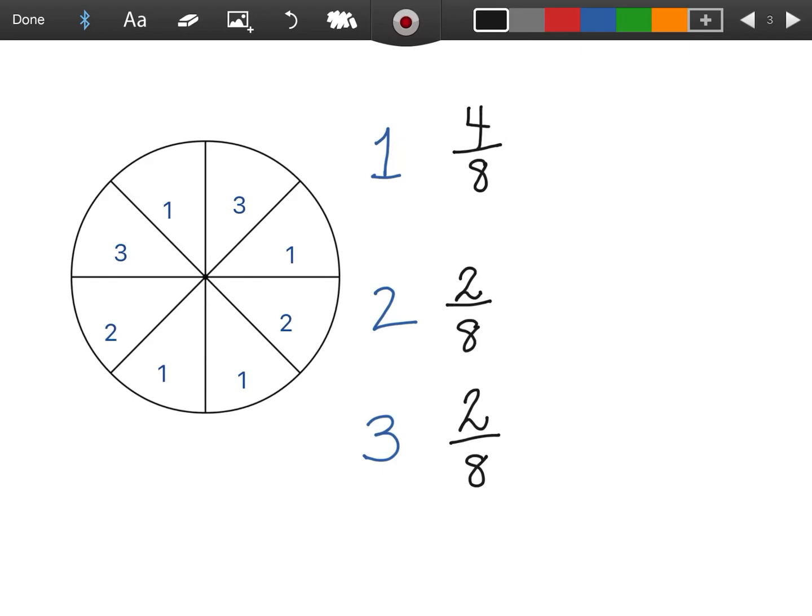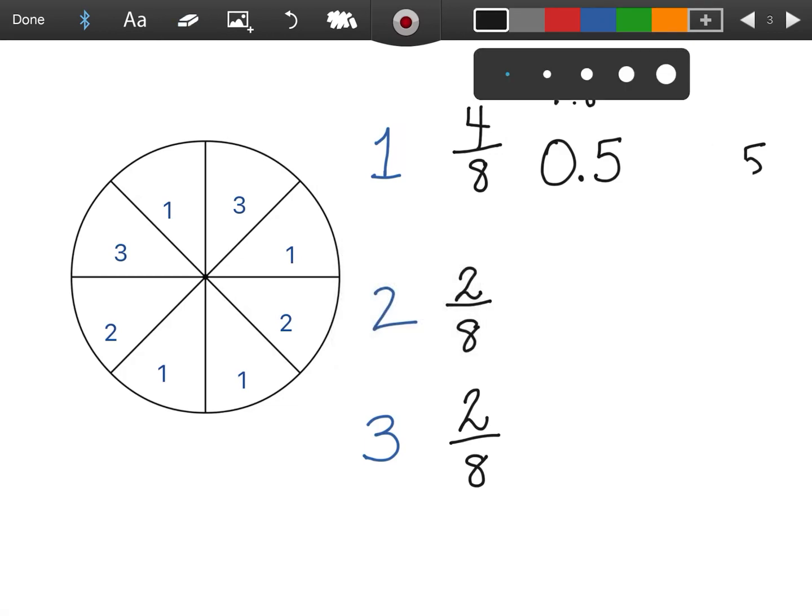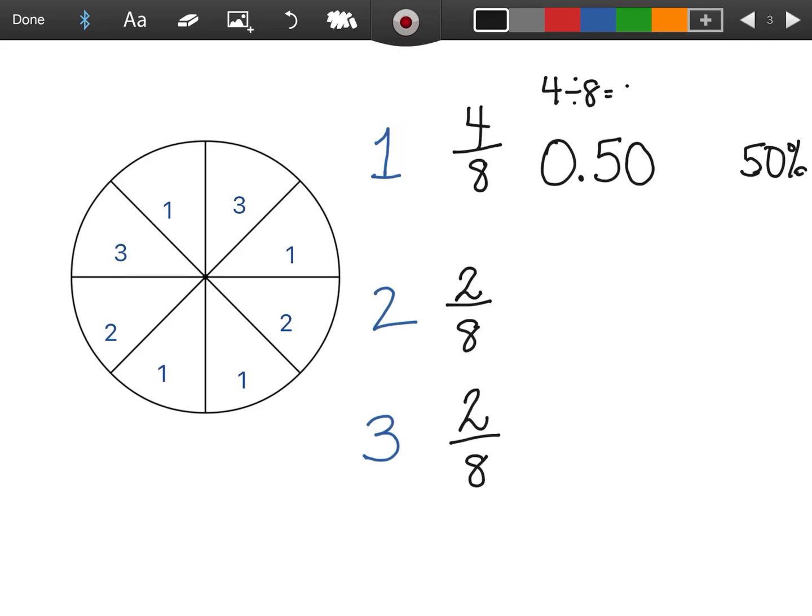So now we need to do representations in decimals. We can put into our calculator 4 divided by 8, which will give us our decimal of 0.5. As I said, we can erase that 0 and that decimal. Oh, but this one's tricky. This is not 5%. We should really be looking at this as 50%, as we should be able to know that 4 out of 8 is the same as half.